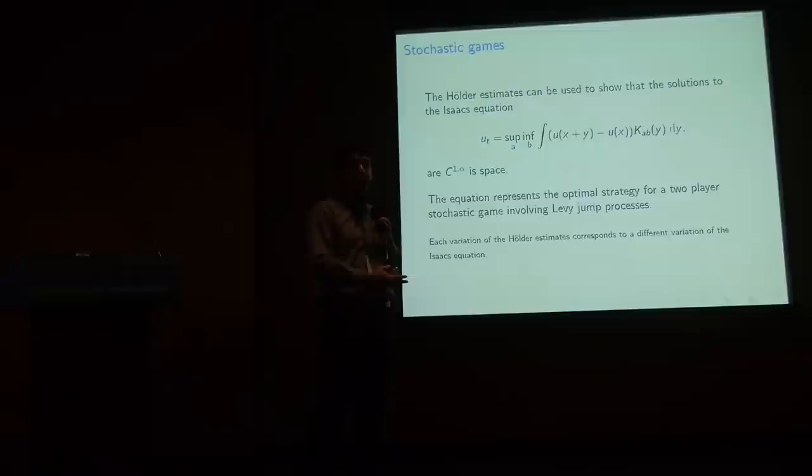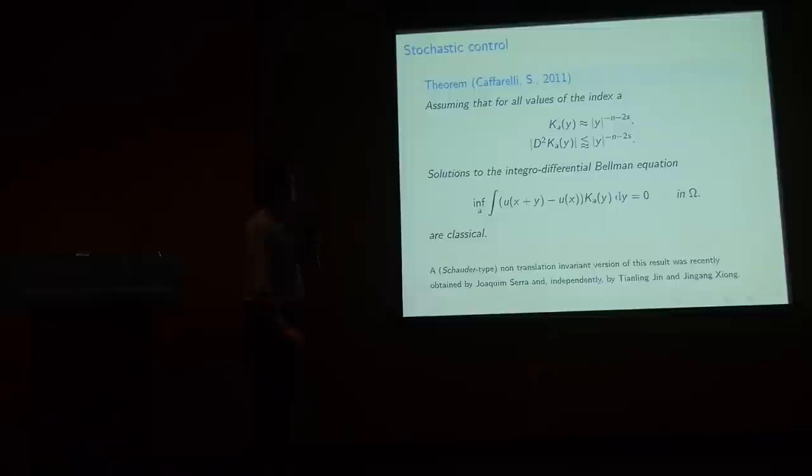So here, the assumption that we have to make on the kernel depends on the assumption that we have in the Hölder estimate. For example, one variation for which the theorem is true is if for every a and b, the kernel is comparable with the kernel of the fractional Laplacian. Another result comes from a stochastic control problem, where I have only an infimum instead of an inf-sup. So I have only one optimization, so only one parameter.